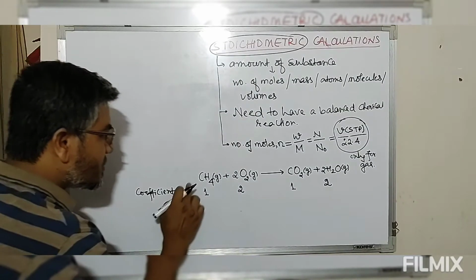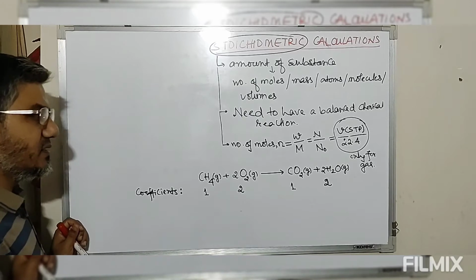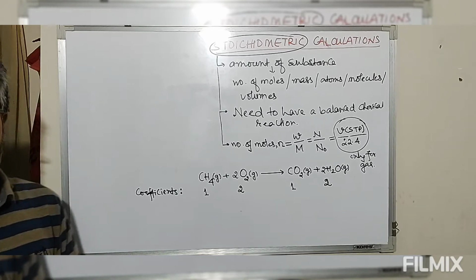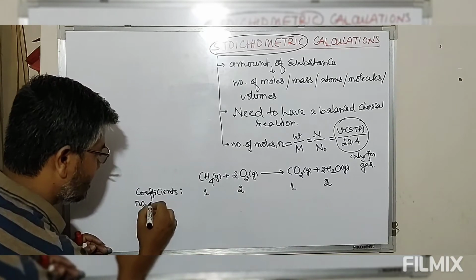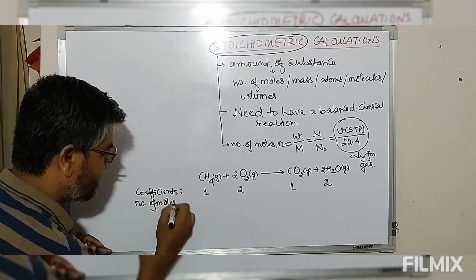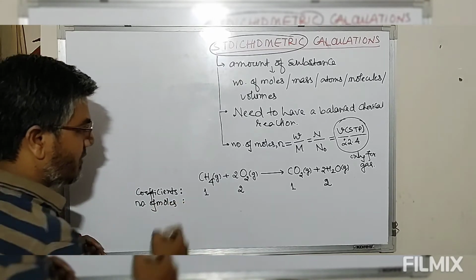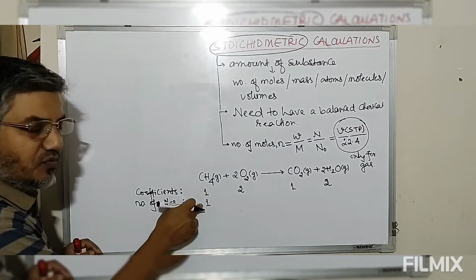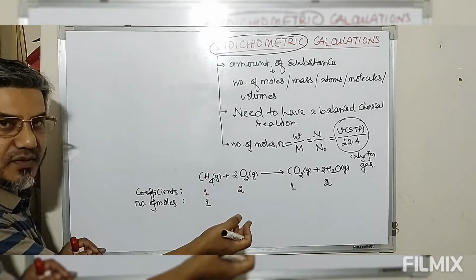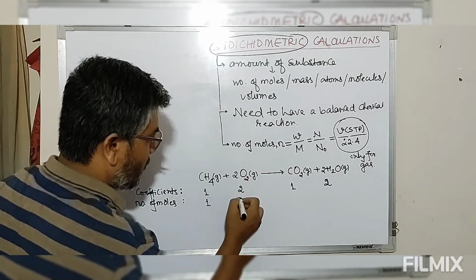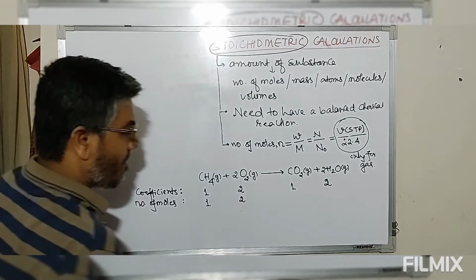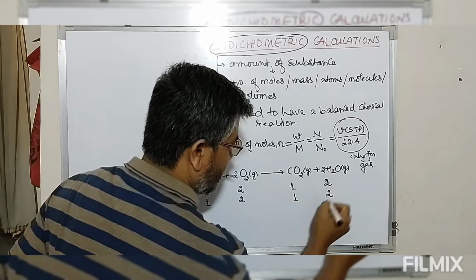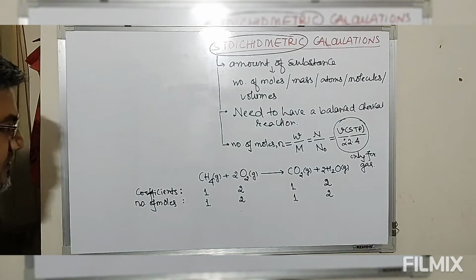Now these coefficients in the balanced reaction are considered to be the number of moles of the substance participating in the chemical reaction. So the number of moles of CH4 reacting is 1. This coefficient is nothing but the number of moles of the substance participating in the chemical process. The number of moles of oxygen is 2, carbon dioxide is 1, and water is 2.